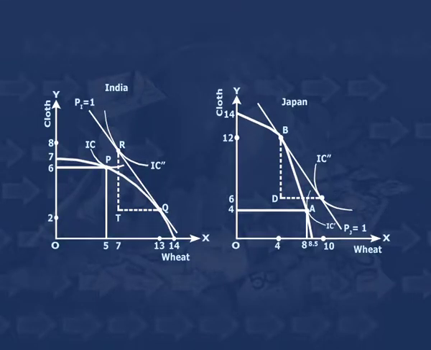Japan moves from A to C in consumption. At point C, Japan consumes 6 units of cloth and 10 units of wheat. Japan is now on a higher indifference curve, which shows that the level of satisfaction has gone up. It shifts from IC dash to IC double dash. The trade triangle here is BDC. This triangle shows that Japan would exchange 6 units of cloth for 6 units of wheat with India.